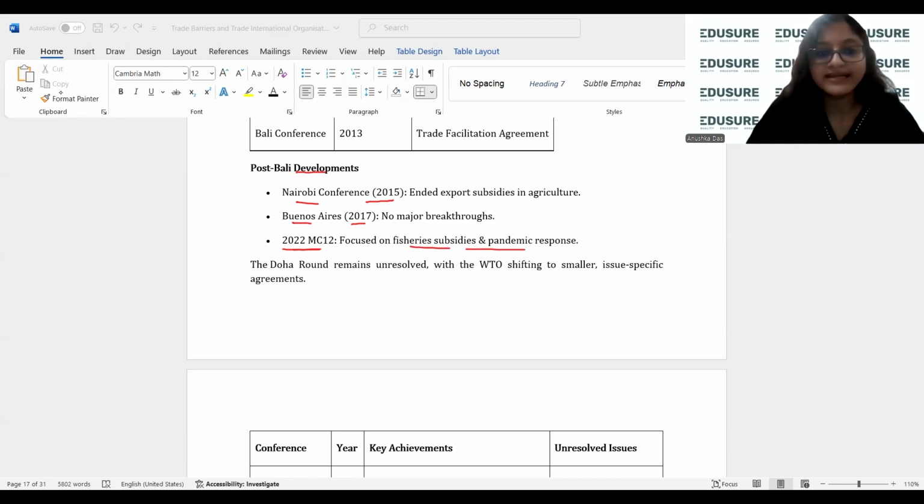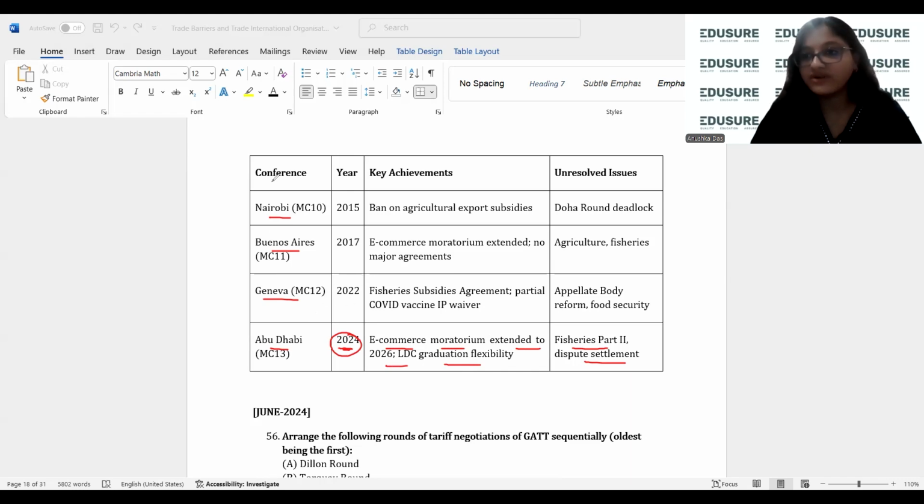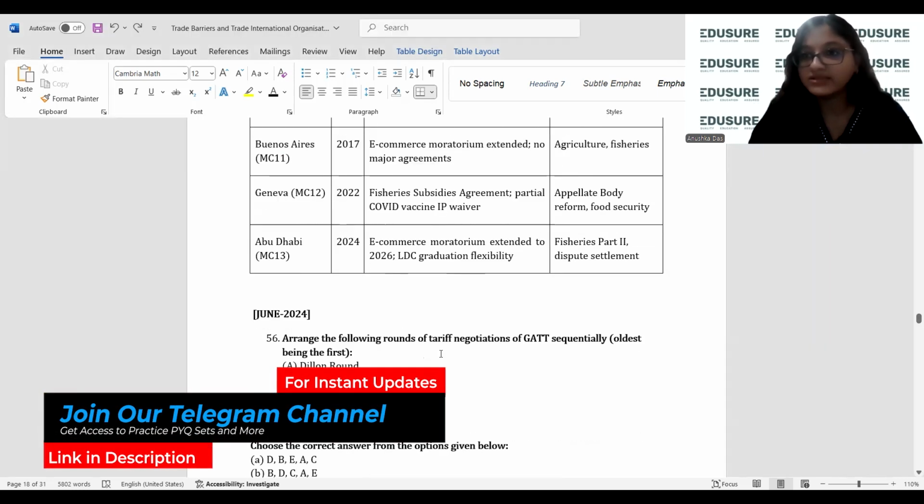So starting from 1947, you have different rounds all the way to 2024. You can see this chart. Nairobi round, Buenos Aires round, Geneva round, Abu Dhabi round. Abu Dhabi is the last round. So you must know the recent data. And here, the unresolved issues were fisheries and dispute settlement. This was the discussion. And the key achievements were e-commerce moratorium extended to 2026, LDC graduation flexibility. Not that important. You can just remember in which year which conference was conducted. And some specific features, only some specific features as I pointed out: when GATT was created, when WTO was created, and the recent ones, the last 2-3 years, you must know.